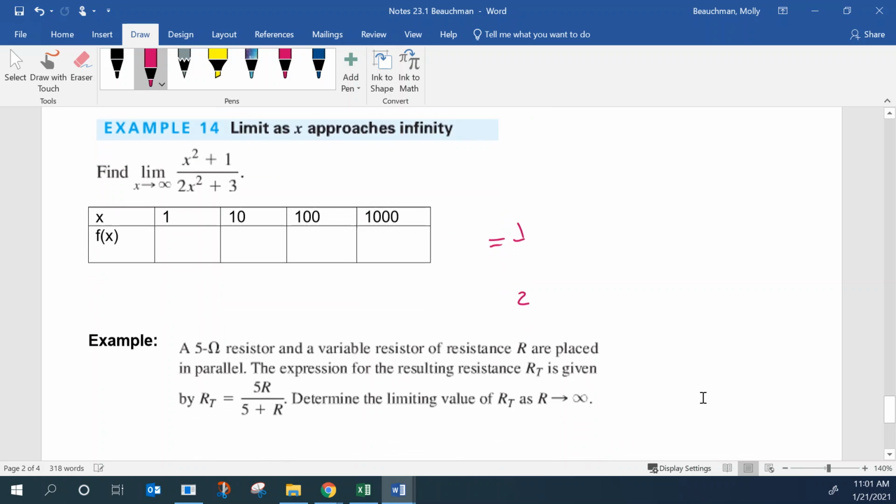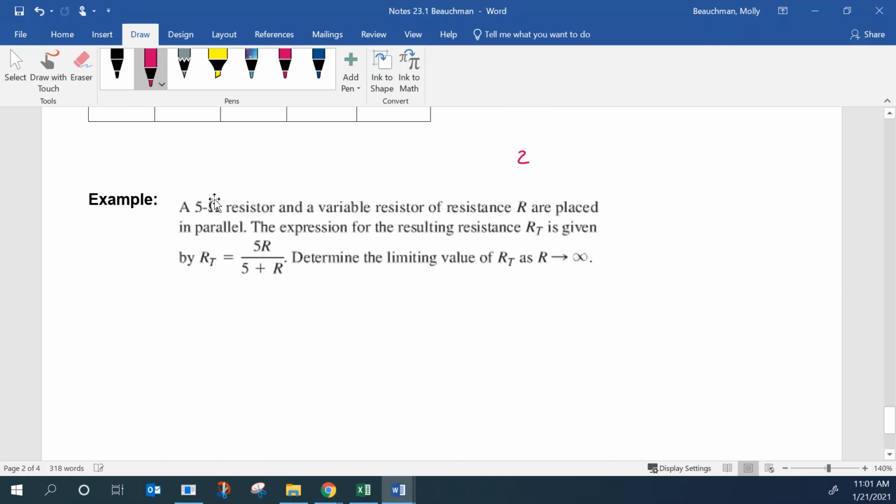All right, last example. A 5 ohm resistor and a variable resistor of resistance R are placed in parallel. The expression for the resulting resistance R sub t is given by R sub t equals 5R over 5 plus R. Determine the limiting value of R sub t as R approaches infinity. So this is asking us to find the limit as R approaches infinity of this function.